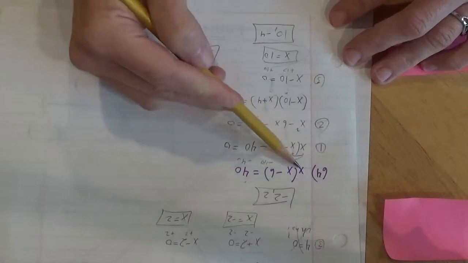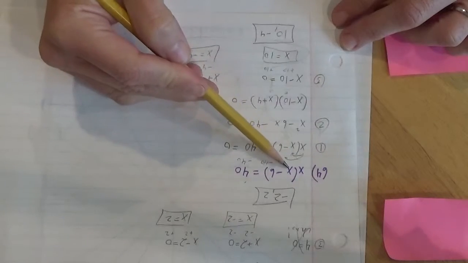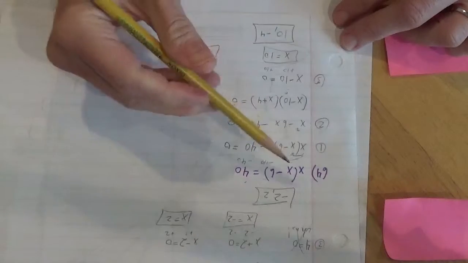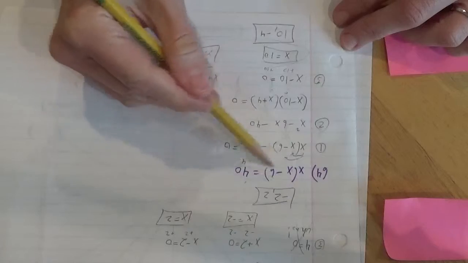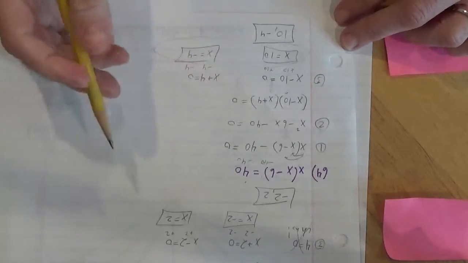You could plug them back into the original, they'll work. 10 times 4 would be 40, and if you plug in the negative 4 times negative 10 would be 40. So, yay.